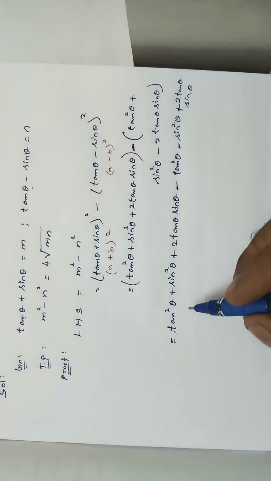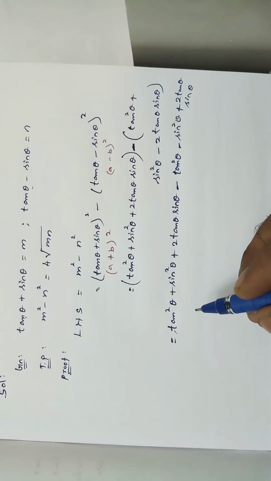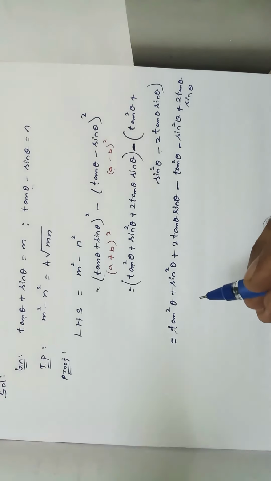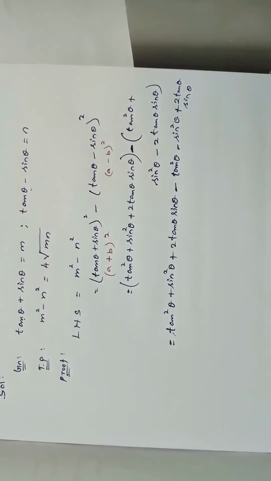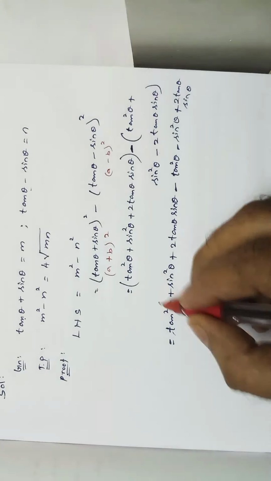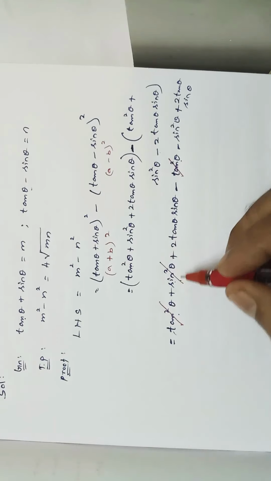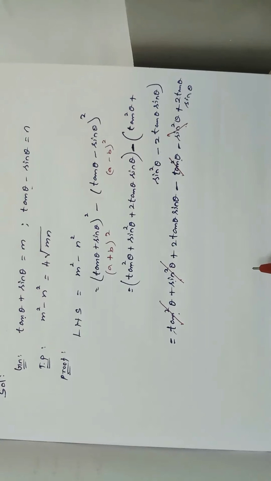Got it? Now you can see whether any like terms are there. Is it possible to simplify? You can simplify. Whether it is plus, then you can add. If it is plus and minus, here we can cancel it, right? So plus tan square theta and minus tan square theta will get cancelled, and plus sin square theta and minus sin square theta will get cancelled.